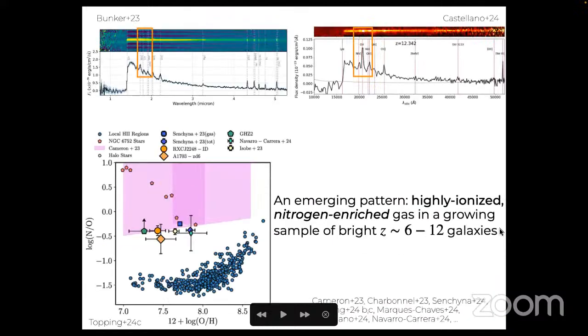And this pattern is popping up now in a number of these systems at the highest redshifts, including some of these universe-breaking objects, the most luminous objects we know beyond redshift 10, including this galaxy up on the top right that Rohan found in some of the first imaging from JWST. The spectrum of this and GN-z11 both show this extremely prominent carbon-4 and nitrogen-4. And so this is pointing to this pattern of highly ionized and nitrogen-enriched gas in a growing sample of these objects.